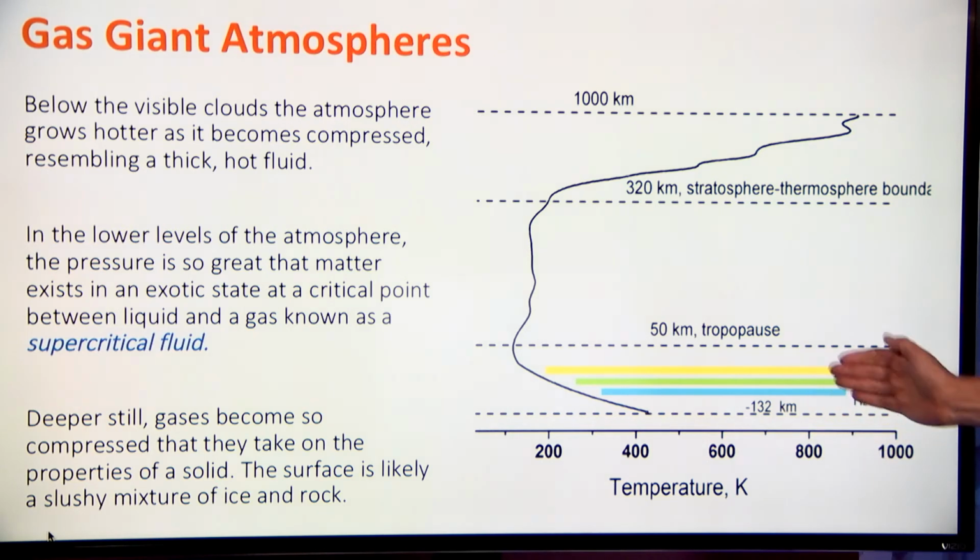Deeper still, the gases become so compressed that they take on the properties of a solid. And this is the situation where we can have metallic hydrogen, a substance essentially unknown on the Earth. The surface, where the rocky core exists, is likely to be a bizarre mixture of ice, rock, and metallic hydrogen at pressures of hundreds or thousands of atmospheres.